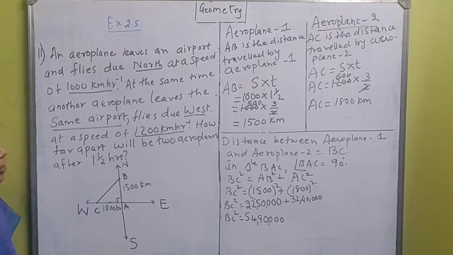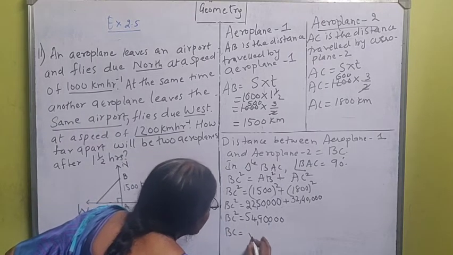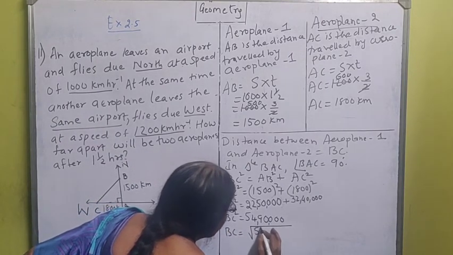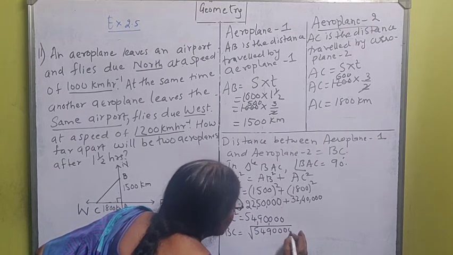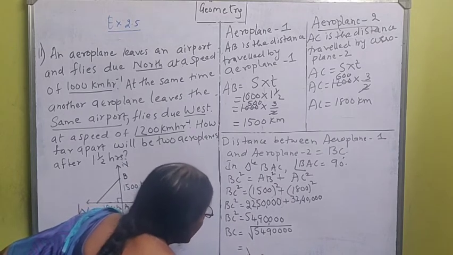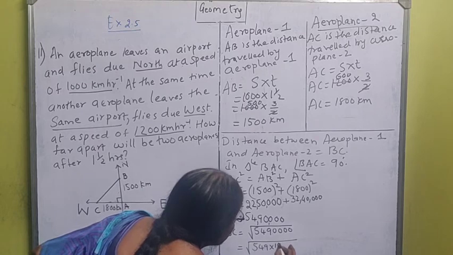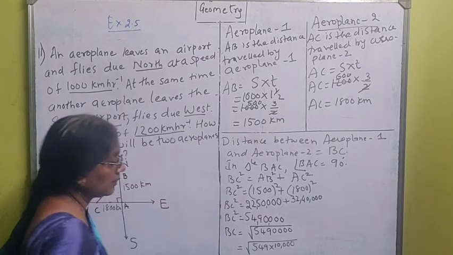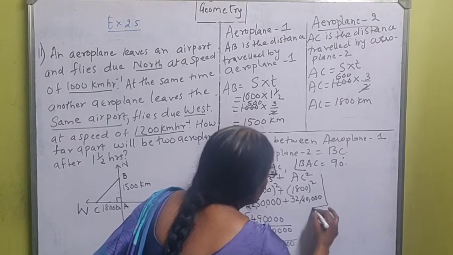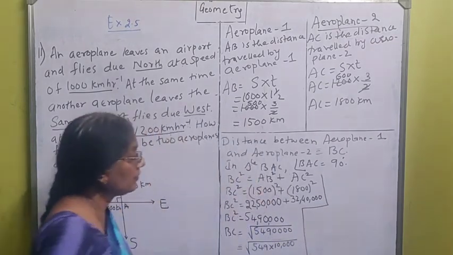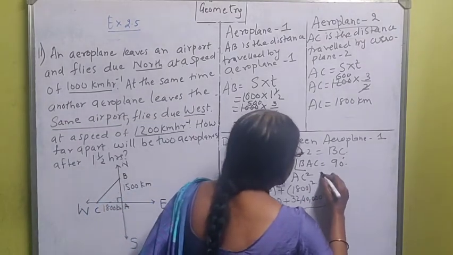Now I have to find out what BC is equal to. BC is nothing but the square root of 54 lakhs 90,000. I can write this as 549 into 10,000. What is the square root of 549? That I will show you over here. So how to find the square root of 549?